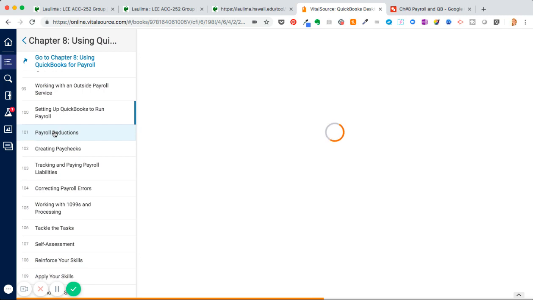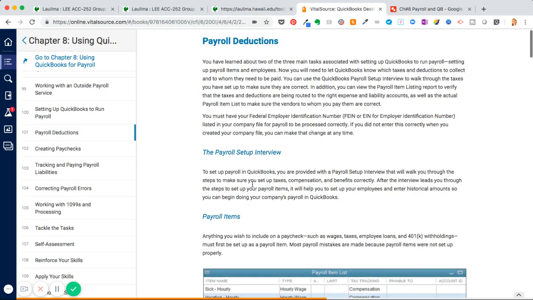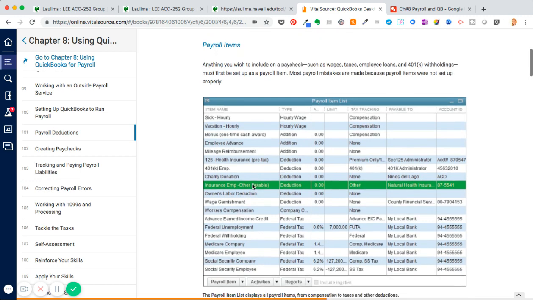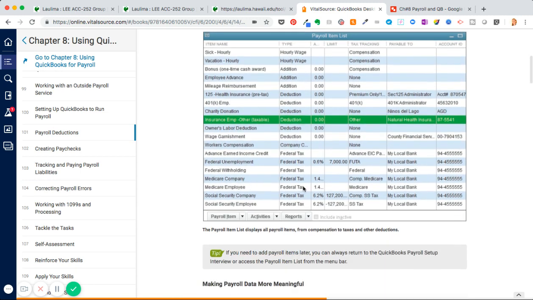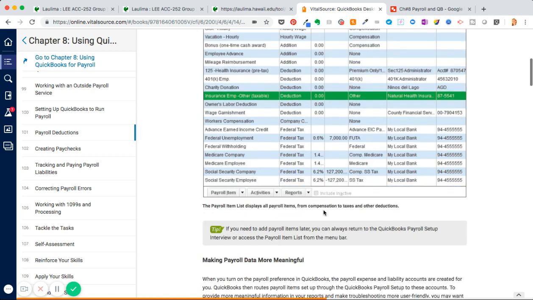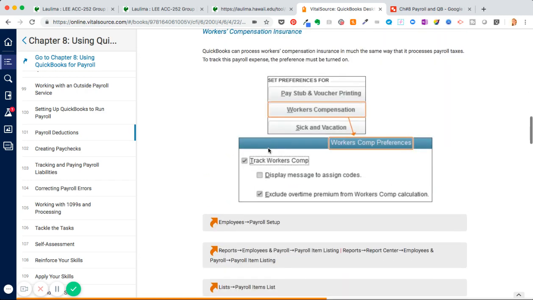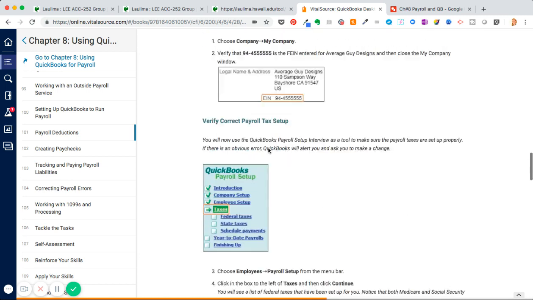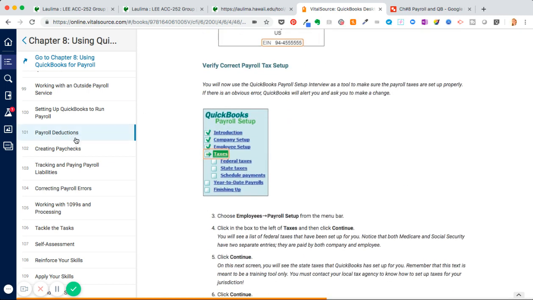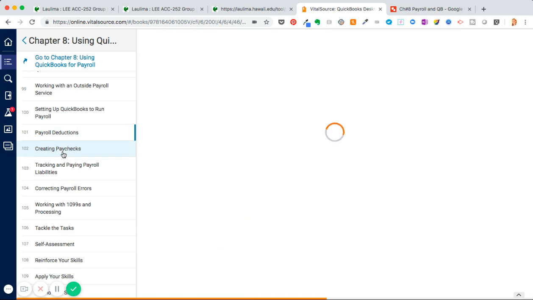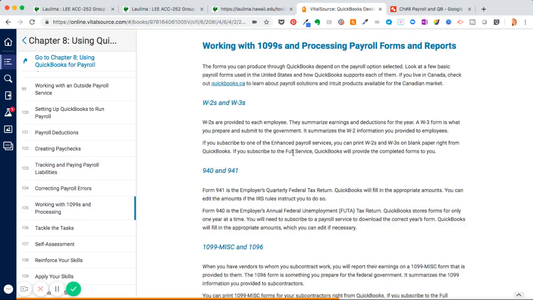So here they get into payroll deductions. And this is kind of talking about other types of expenses and all the different taxes. This is what I want to break out in a bit more of a meaningful way. You can kind of see it here, but I think it's a little confusing. So I'm going to break out all these different taxes so that you can put them on your cheat sheet separately. And then, of course, you'll create the paycheck, talking a little more about the liabilities, errors, and then processing at the end of the year the different forms that are filed and that sort of thing.